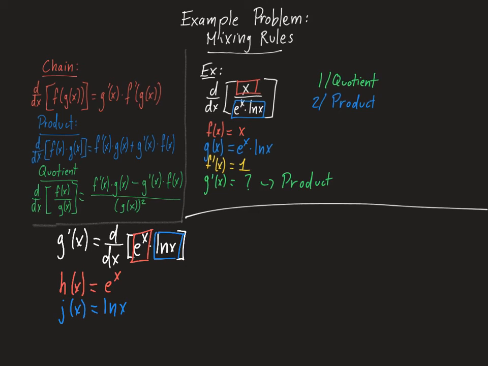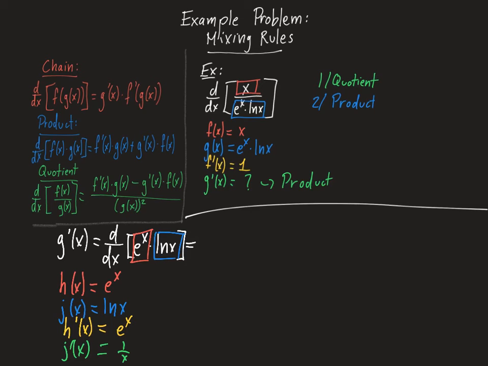As usual, immediately the first thing you should do at this point is to write out the derivatives of these two functions. If h of x is equal to e to the x, then h prime of x is also equal to e to the x. Meanwhile, if j of x is equal to natural log of x, then j prime of x is going to be equal to 1 over x.